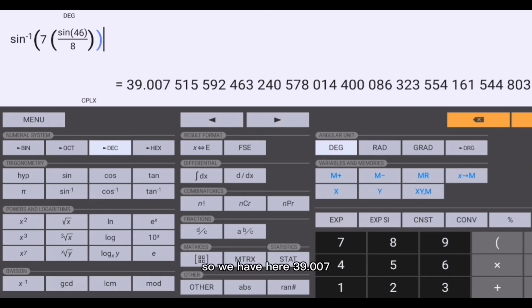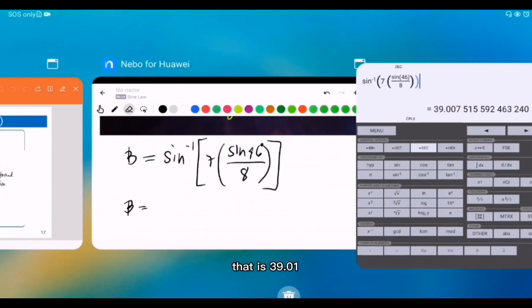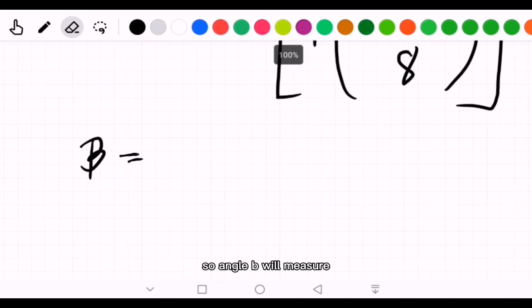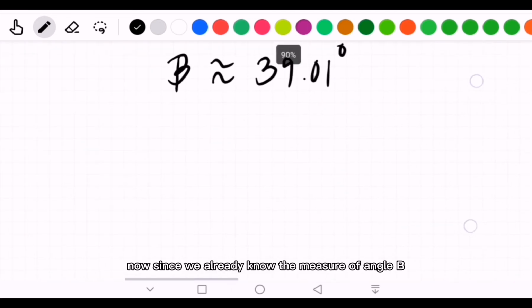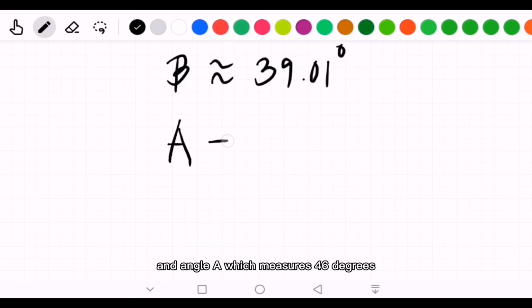So we have here 39.007, and when rounded off to the nearest hundredths, that is 39.01. So angle B will measure 39.01 rounded off to the nearest hundredths. Let us write it down. So angle B is approximately equal to 39.01 degrees.